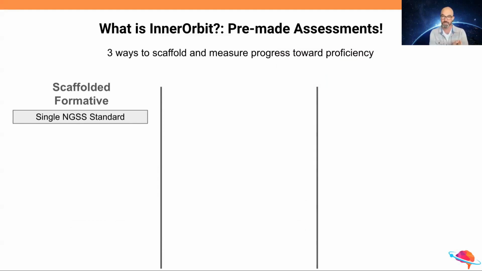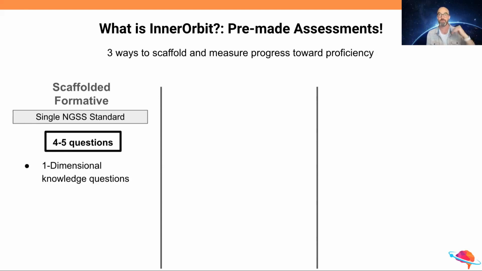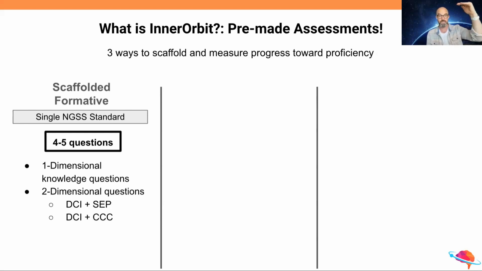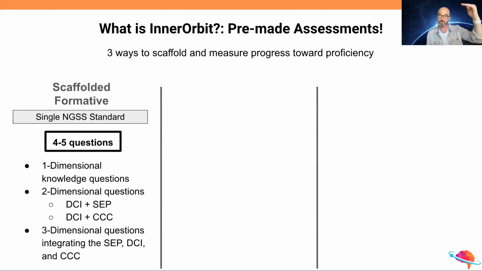If you're assessing a single standard on InnerOrbit, you can find these scaffolded formative assessments on the site. There are 4 to 5 questions, and they involve this scaffold. So we'll ask questions about the knowledge only, so one-dimensional DCI-only questions, some two-dimensional questions, and then some hitting the SEP or the cross-cutting concept, and then some three-dimensional questions, going all the way up the scaffold.